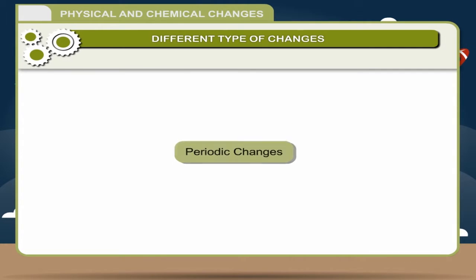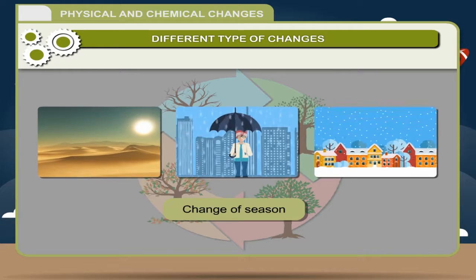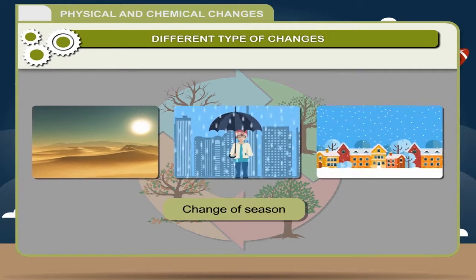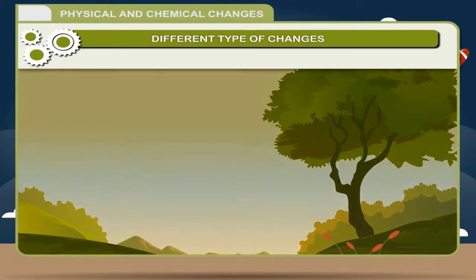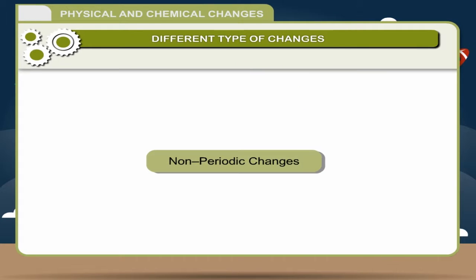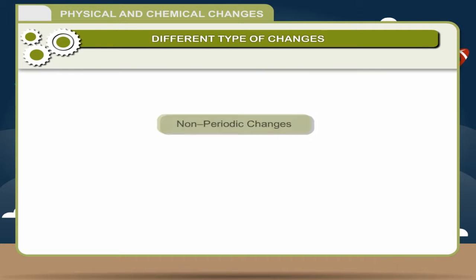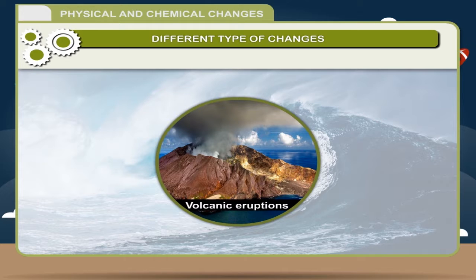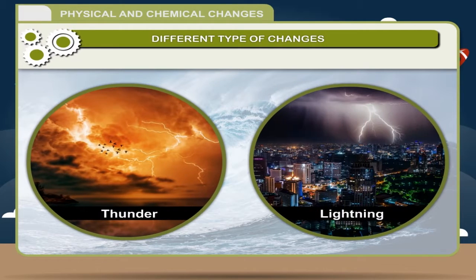Periodic changes. A change which occurs after a regular interval, like change of season, day to night. Non-periodic changes. A change which is not repeated after a regular interval, like volcanic eruptions, thunder, and lightning.